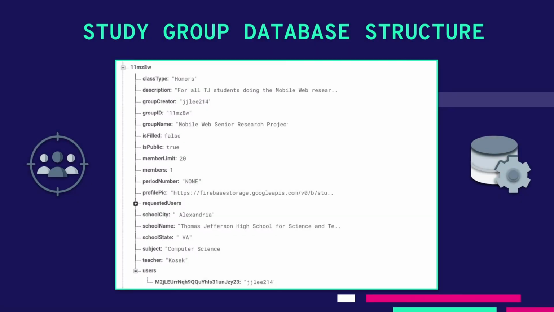This is how we store study group data. Each study group is marked by a unique, randomly generated 6-character ID stored under an overarching groups branch. Under each ID, we store key group information like class type, which is whether it's an honors, AP, or regular class, description, username of the group creator, group ID, group name, whether it's filled, whether it's public or private, the max number of members, the number of current members, period number, the URL to the group's profile picture, a list of users requested to join, school city, school name, school state, subject, teacher, and the list of users in the group.